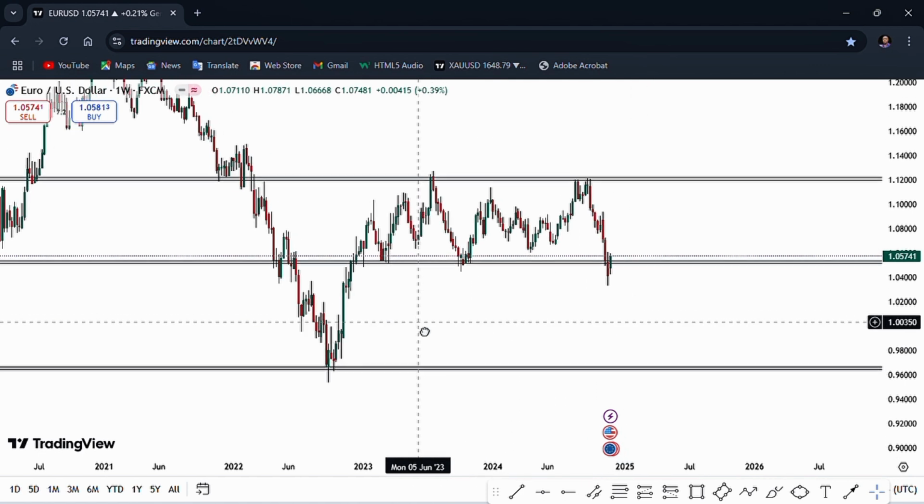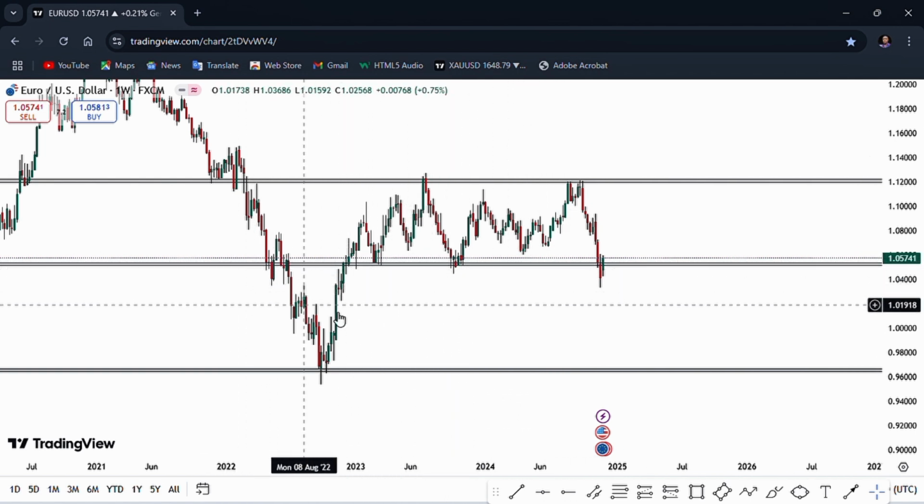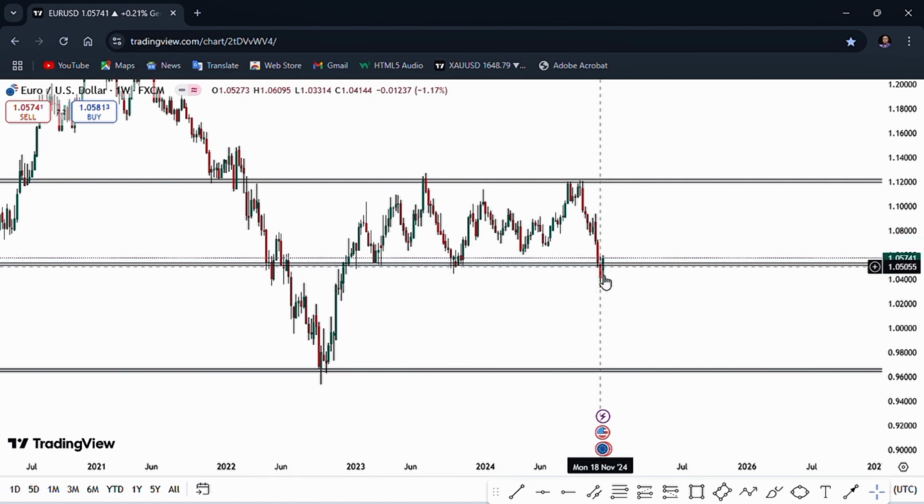Now, what can we see? We have seen that market came into our neckline here and failed to break it. Though it broke, you can see that there was a bullish engulfing candle that closed above the support level.